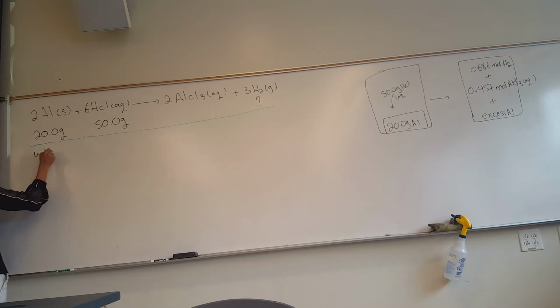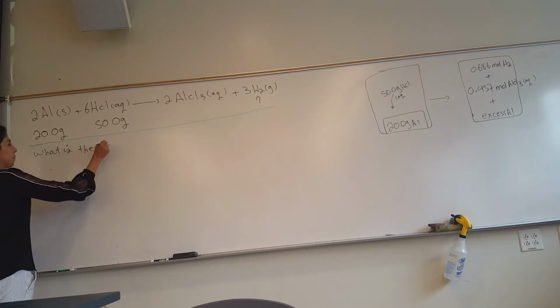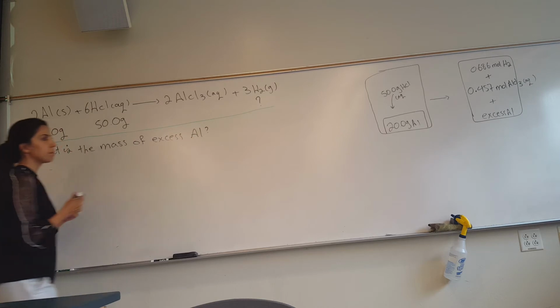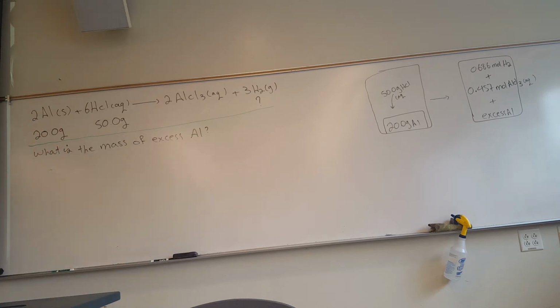So you want to find the mass of excess aluminum, because the only part that I'm missing is the mass of excess aluminum. And once you know how much excess aluminum you have, you know exactly what you have in your reaction flask. So, in order to find the excess aluminum, our first step is to find out how much of the aluminum actually reacts with the hydrochloric acid. Once we find how much of it reacts, we can subtract that from the initial quantity of aluminum and find how much is left over.